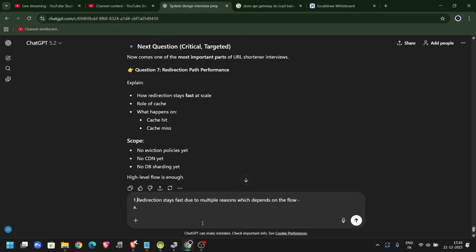The request will go to the API gateway first. This takes some time. Okay, we are talking about redirection, which is the second part, the read part, right? And do we need an API gateway for that? Do we need some kind of authentication? No, it's a public URL, right? I don't think we need an API gateway for that.